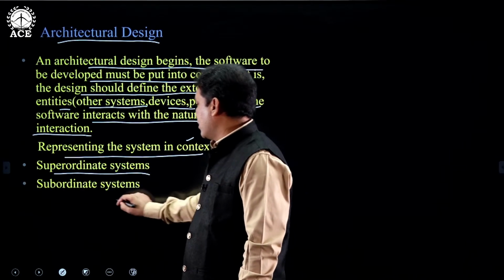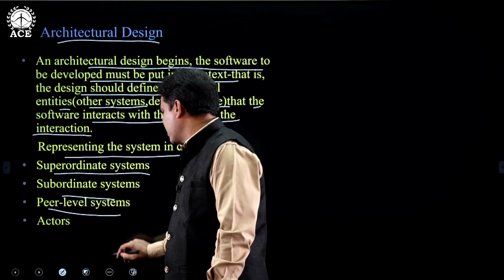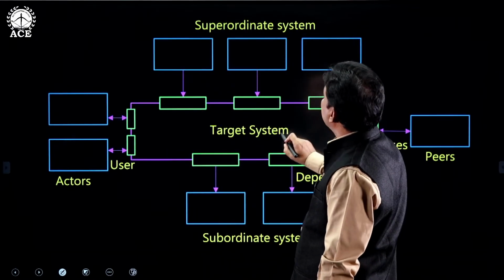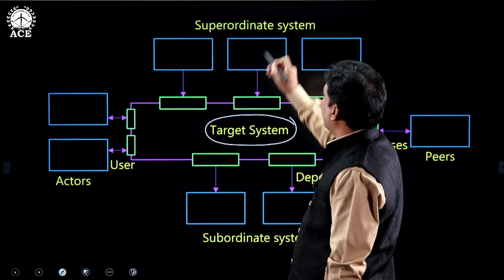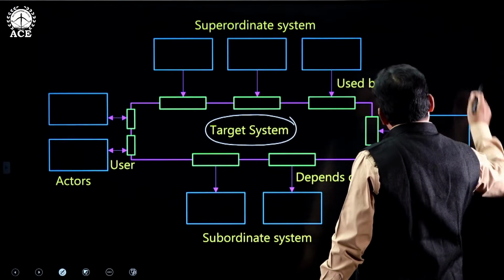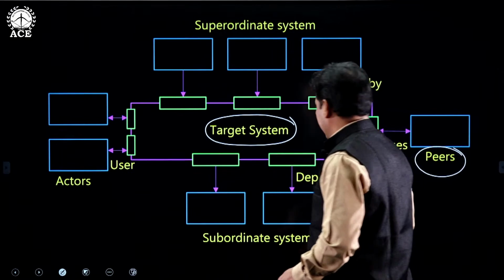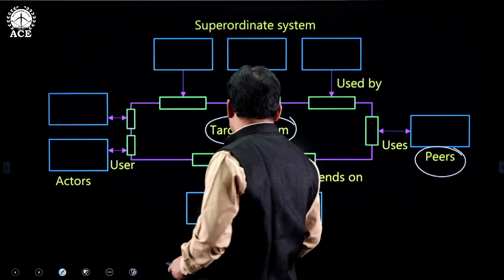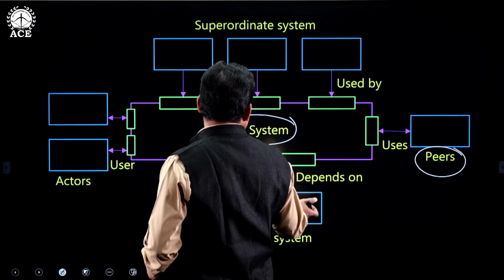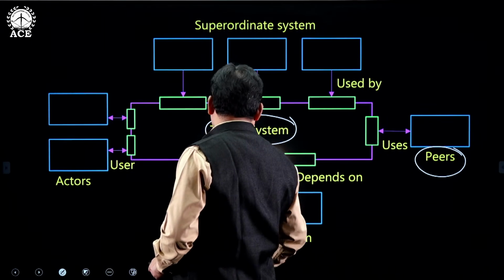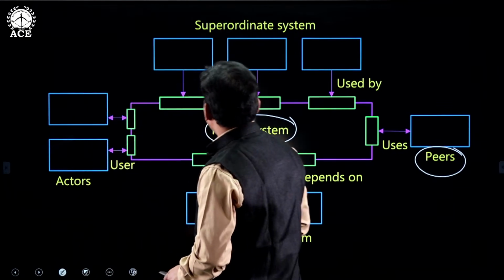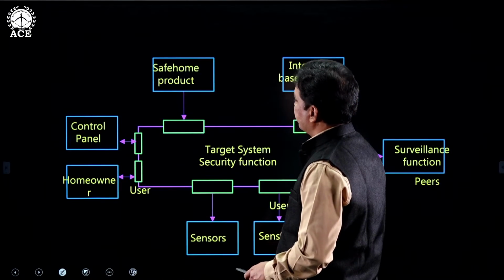Superordinate systems, subordinate systems, peer level systems, and actors, that we'll see with the help of a diagram. Superordinate systems are those which can use the target system. Peer systems are peer-to-peer systems, where all the systems have equal priority. The target system depends on subordinate systems. And actors are trying to use services from the target system. That is the importance of actors here. Simply, we call them users.